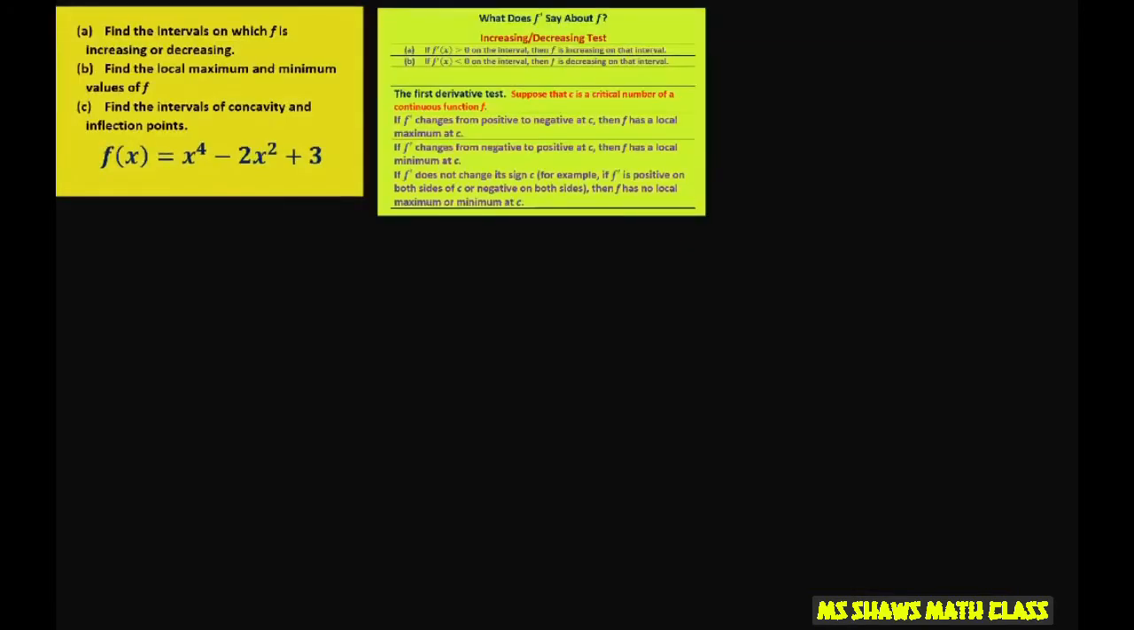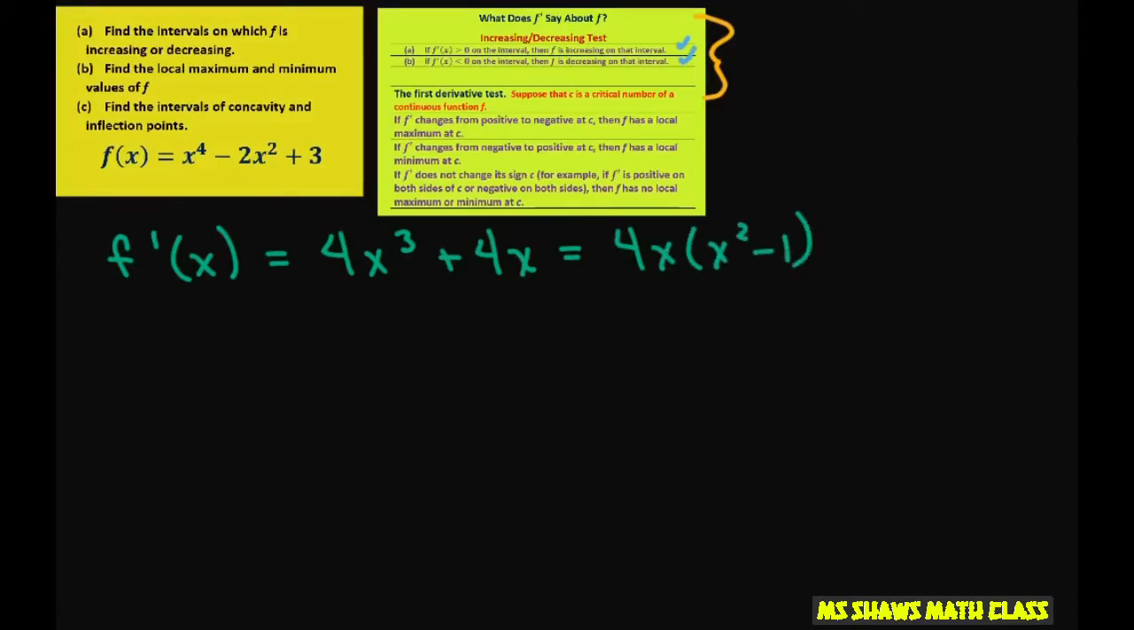So what we're going to do is do the increasing decreasing test. That means if our derivative of f is positive on the interval, it means it's increasing. If our derivative of f is negative, it's decreasing on the interval. We got to basically find the intervals first.